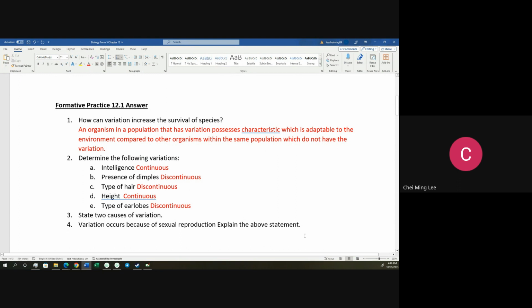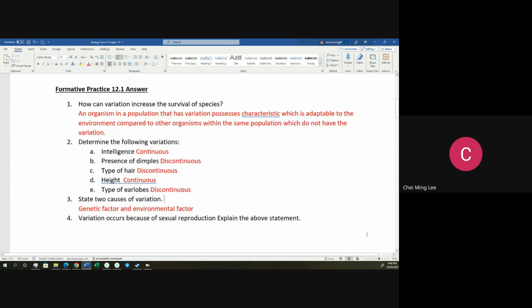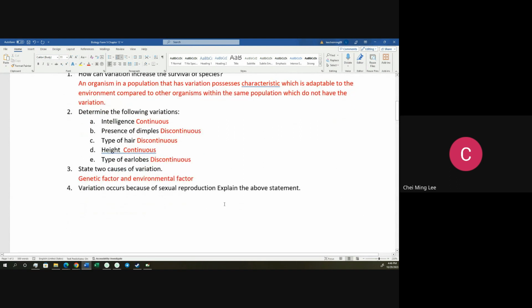All right. Now state the two causes of variation. There are only two factors: genetic and environmental factors. Variation occurs because of sexual reproduction. So explain the above statement.